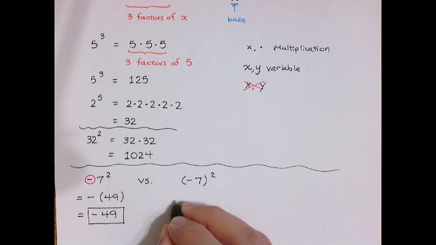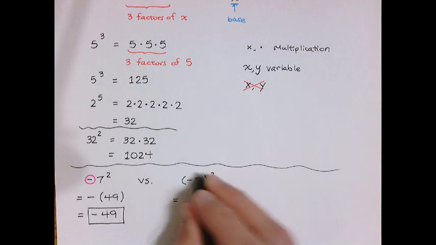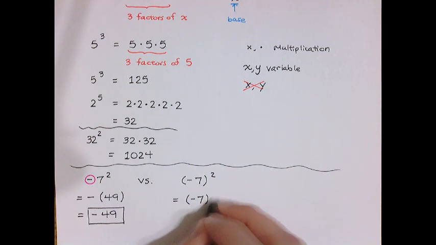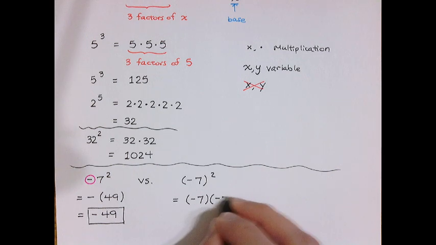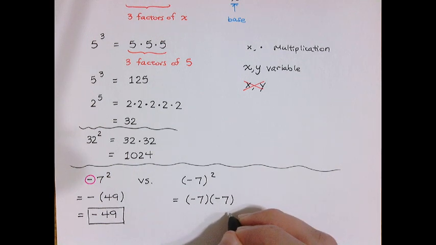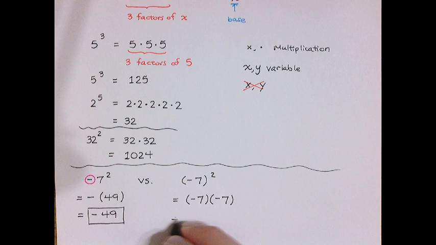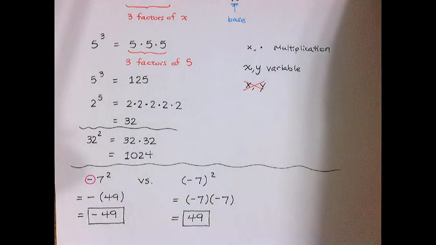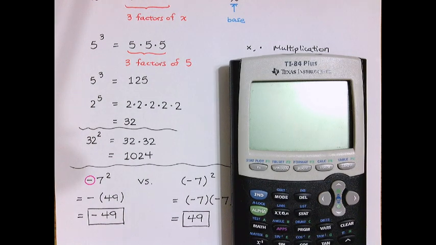As opposed to this, by having the square on this set of parentheses, that means that is what's going to be repeated, which means not just 7, but negative 7. So negative times negative gives you a positive 49. And the sooner you learn the difference between those, the sooner you're going to be headed to success when it comes to math. Now let me show you what happens on the graphing calculator when it comes to this.